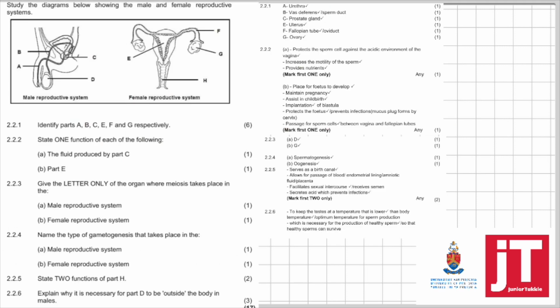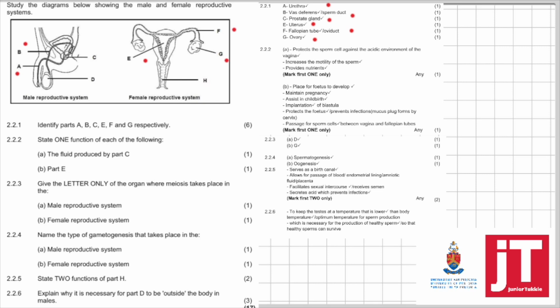Right. 2.2. Study the diagrams below showing the male and female reproductive systems. 2.2.1. Identify part A. It's the vas deferens that enters the penis. That's the urethra. B is pointing to the vas deferens, the sperm duct. C is pointing to the prostate gland. E is pointing to the uterus. F is pointing to the fallopian tube or the oviduct. And G is pointing to the ovary.